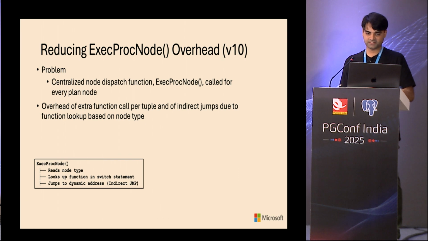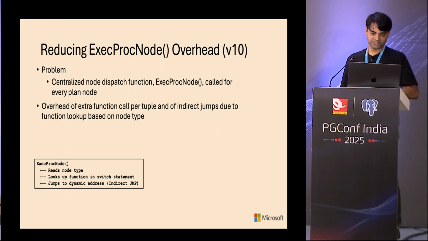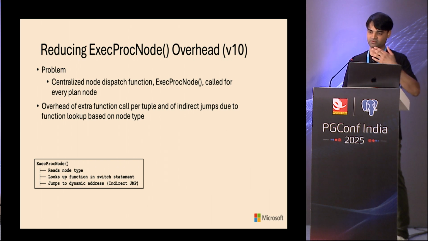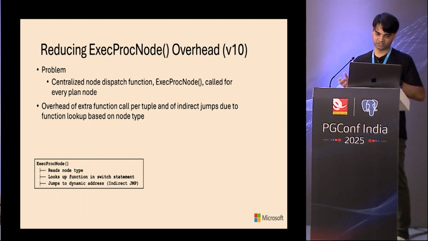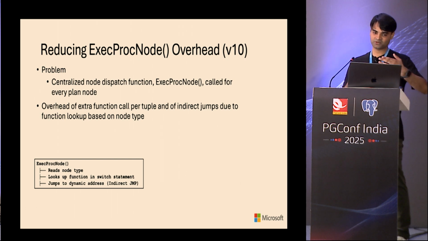The next is reducing exec proc node overhead. I mentioned that a plan is a tree of nodes, and before this optimization, you would call exec proc node for any given node, and then for its children, you would just call exec proc node. And exec proc node is a dispatch function. It will look at the node's type, and it will look up the function for that node and jump to it. So you're calling exec proc node for each node, and then again calling that node's function.